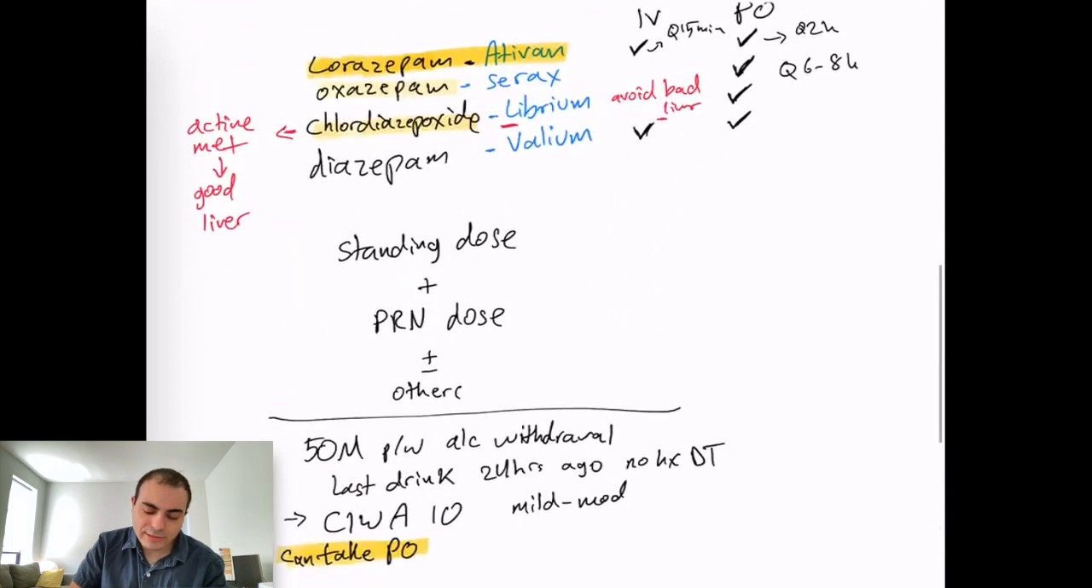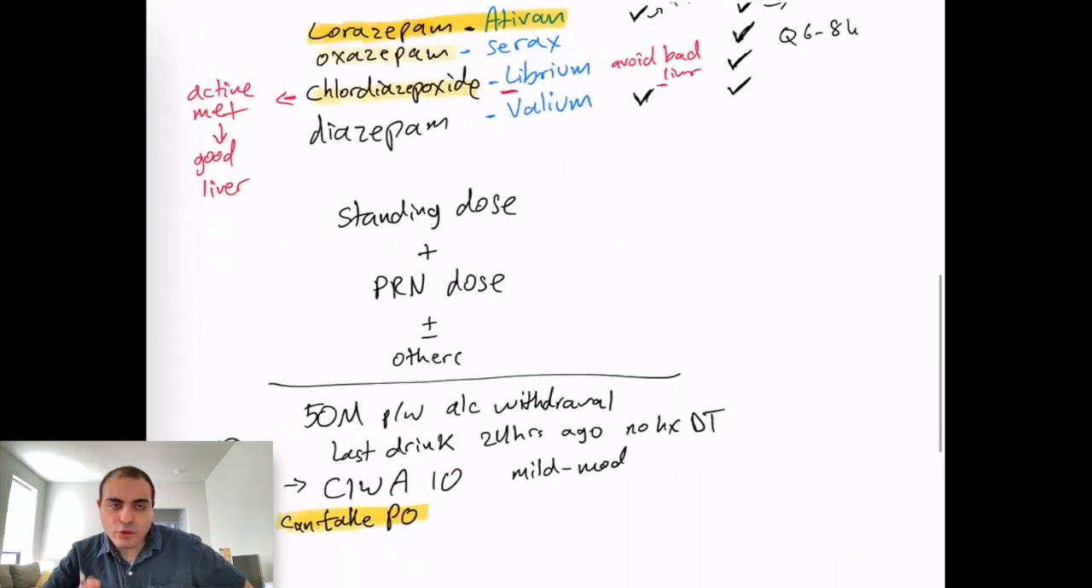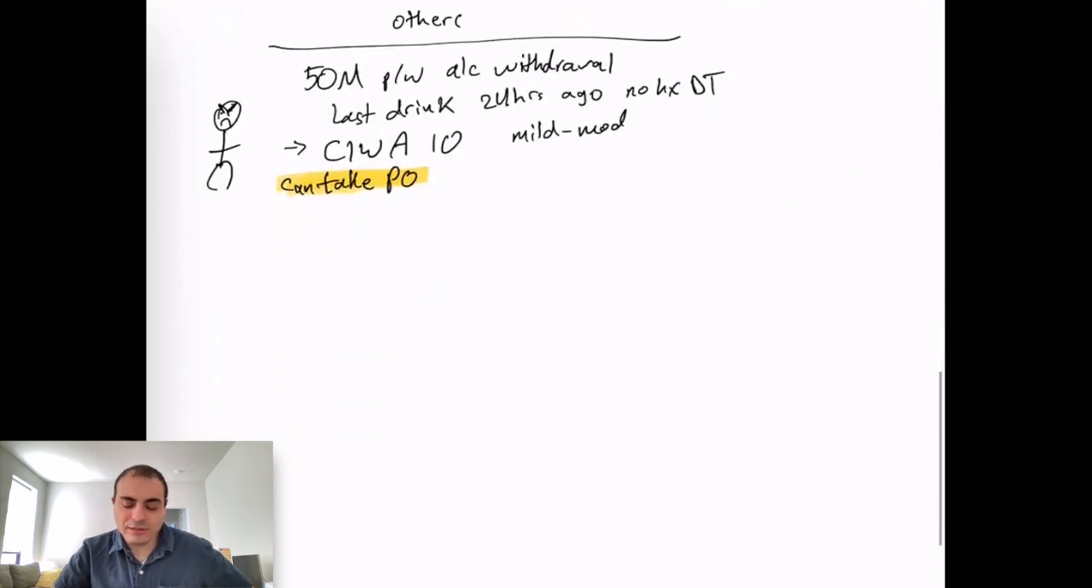How can we manage? Now knowing that you have some CIWA scores and everything else, how do you think the management can go? Are you going to give them Ativan? Librium? Anybody? Ideas? So there's no right or wrong. Again, you might have an order set and your hospital just makes it easier for you. But if you don't, then you need to figure it out.